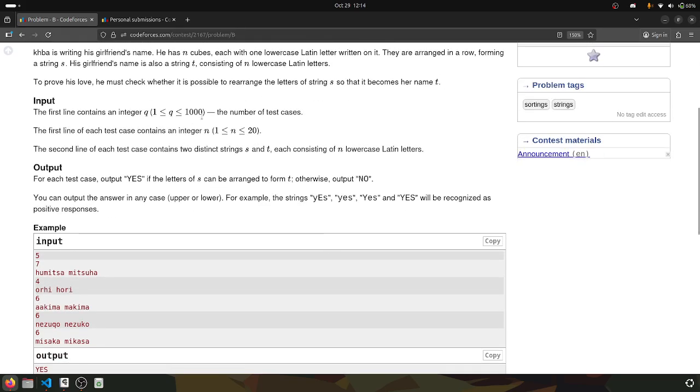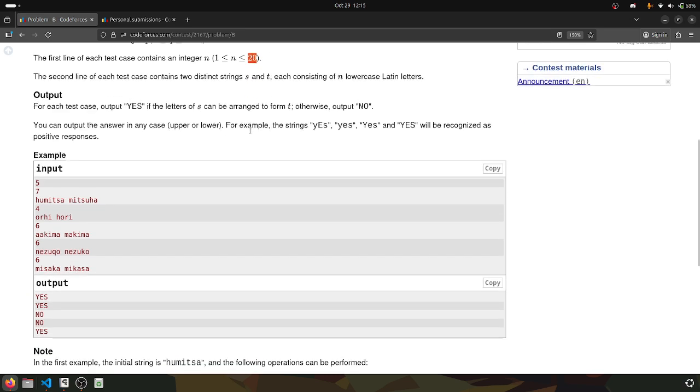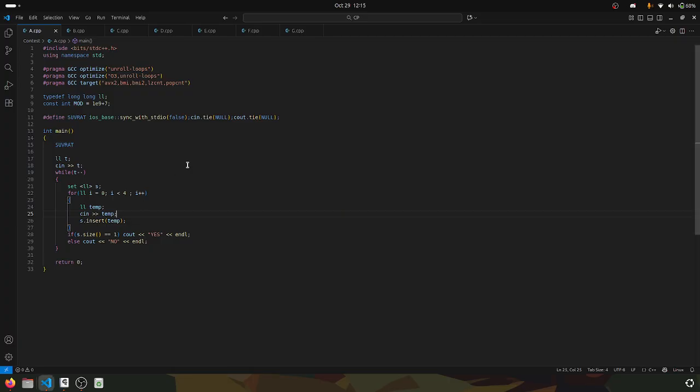And the constraints are, there are 1000 test cases and n is till 20. So I think we'll be allowed till n square, maybe n cube also. N cube is 8000, so 8 into 10 to the power 6. N cube also will work. So time complexity is really not an issue here. So let's see.